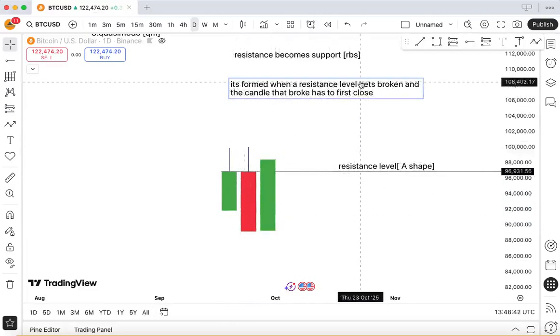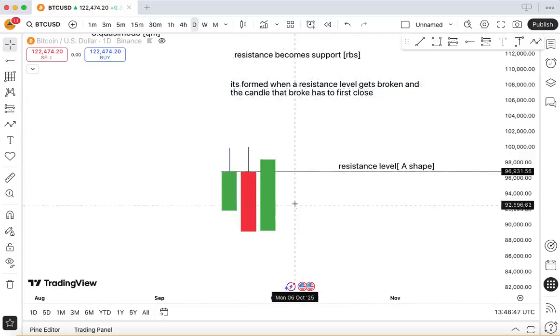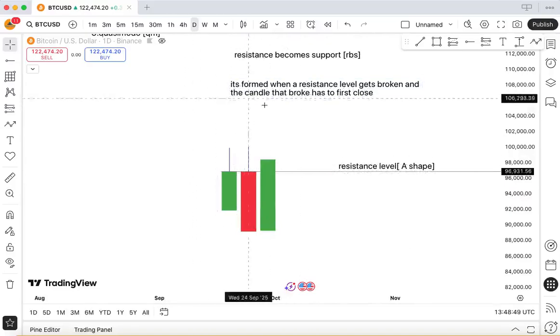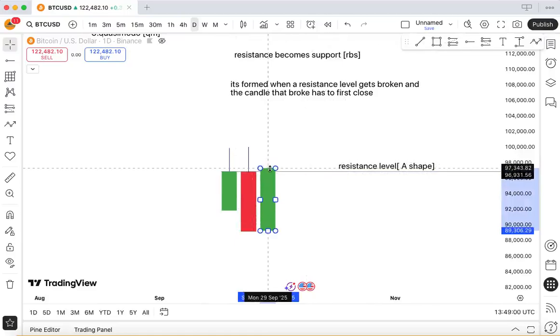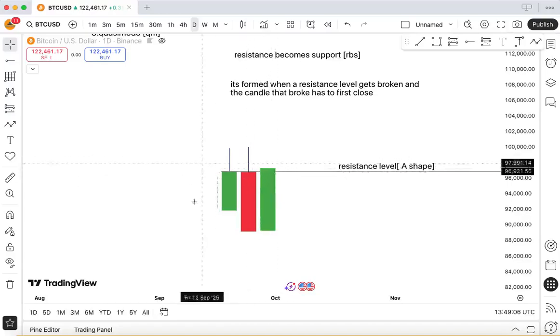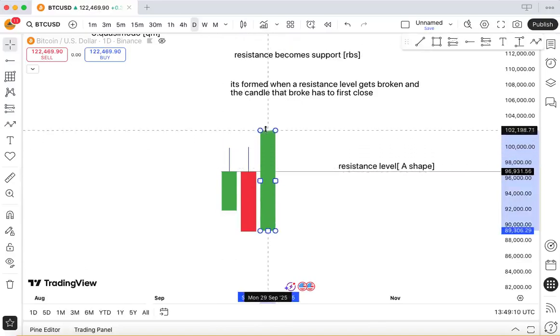a resistance level gets broken. This is a resistance level. It is broken, and the candle that broke it closes. The moment you see it closing, now this is an RBS. Even if it is like this, a simple break above, it is okay as long as it is a break. I've not said that you have to wait for the wicks to be broken.